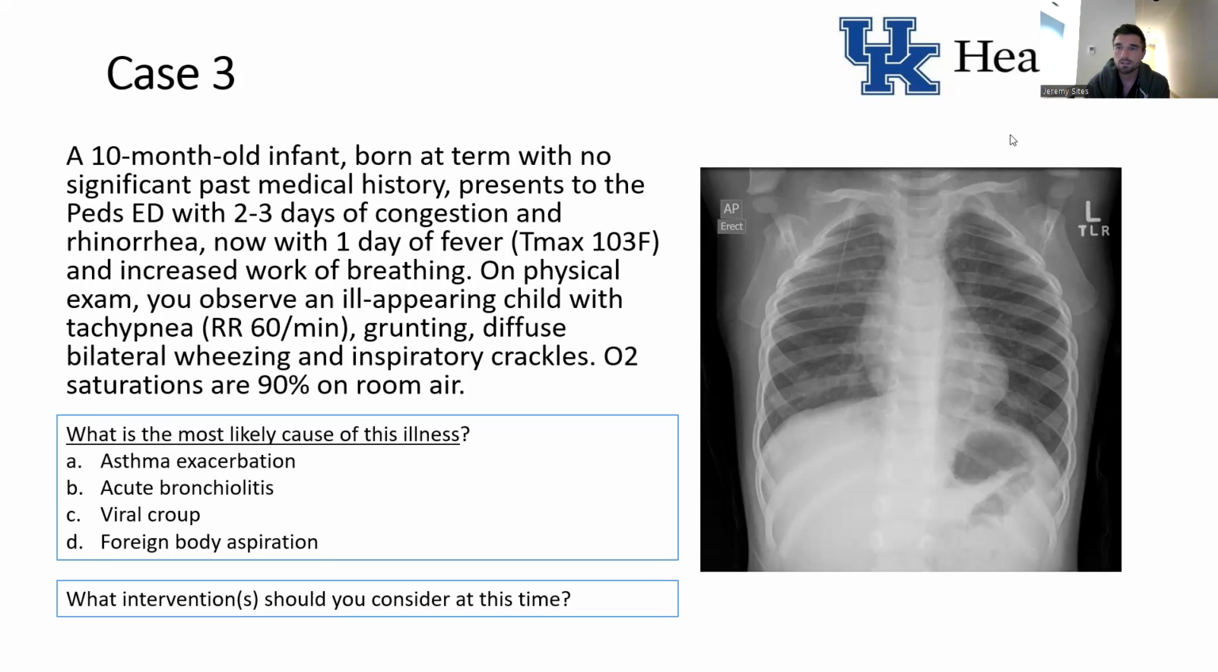Since this child is so ill appearing, it may be worth trialing albuterol, knowing that there's a very small percentage of children with acute bronchiolitis who will actually respond, but some of them will. So it may be worth trialing in this situation. Hypertonic saline may be used as a nebulizer to help mobilize secretions. And then, of course, supplying supplemental oxygen to help the hypoxemia in this child's case.